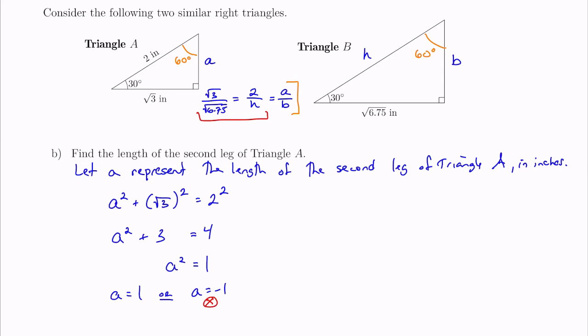And we now know the length of the height, or the second leg of triangle A. We'll conclude with a sentence. The length of the second leg of triangle A is 1 inch.